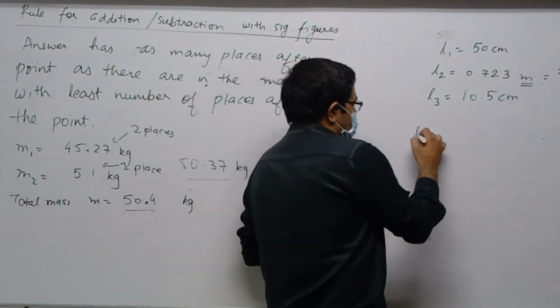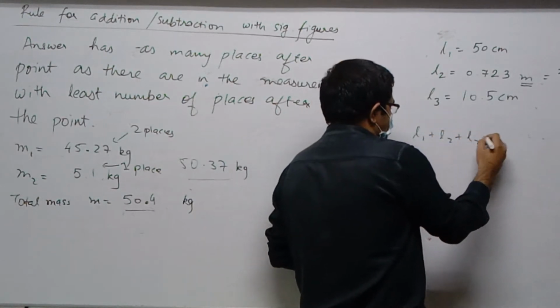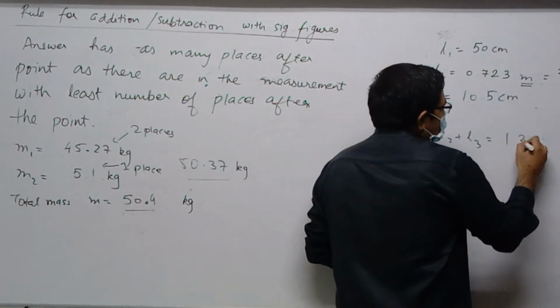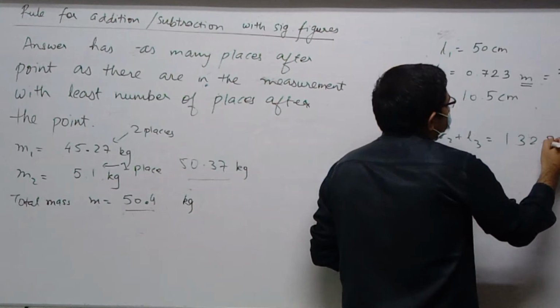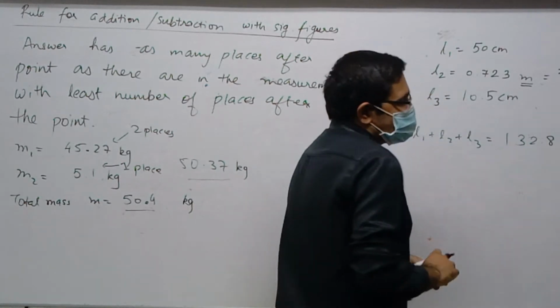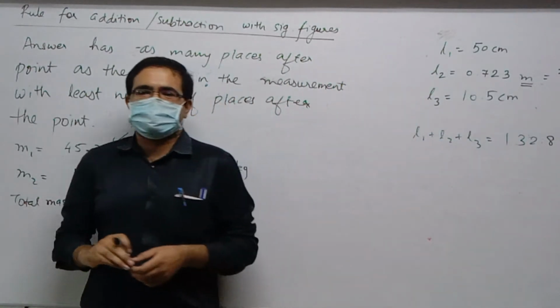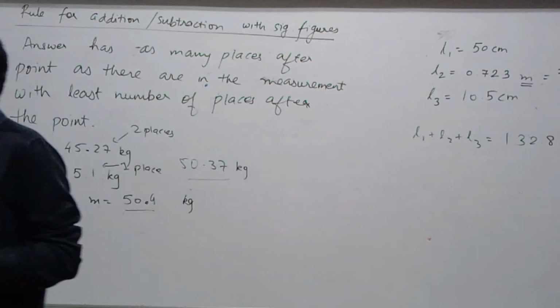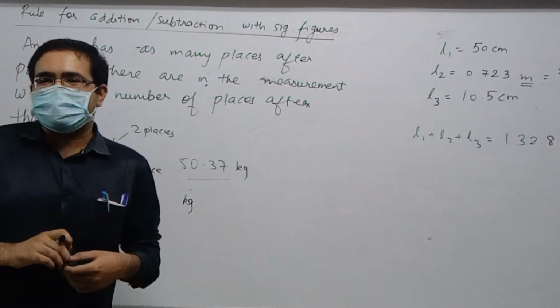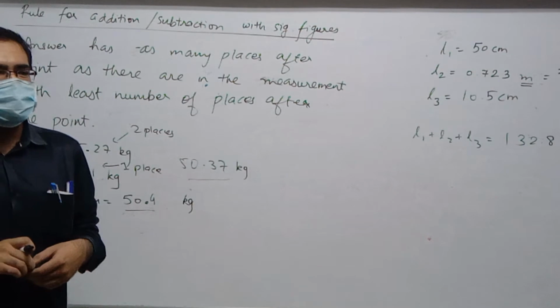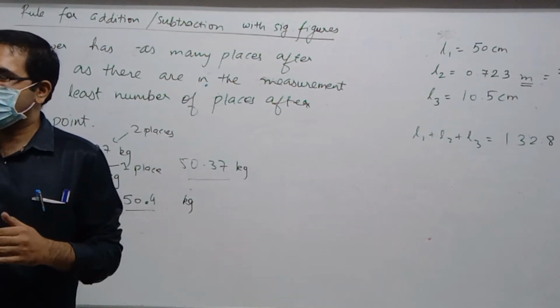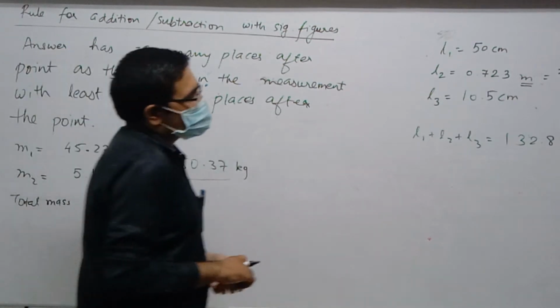Okay, so by addition you get L1 plus L2 plus L3 is equal to how much? 132.8. Okay, but should we write this as the answer? No. What should we write as the answer? 132 or 133? 133. Okay, let's see.